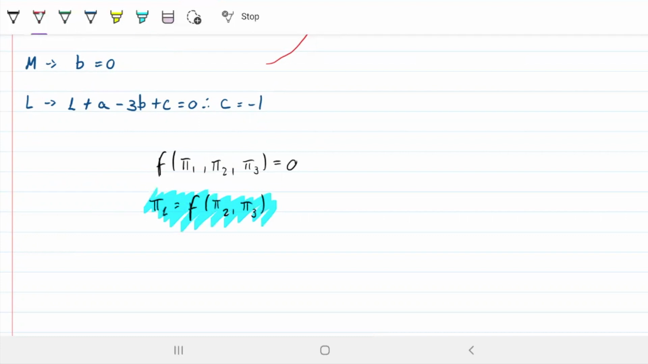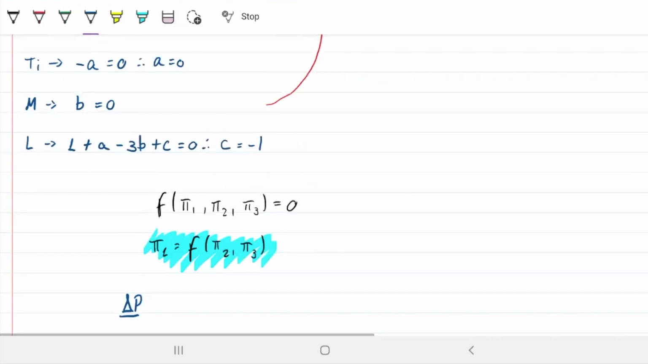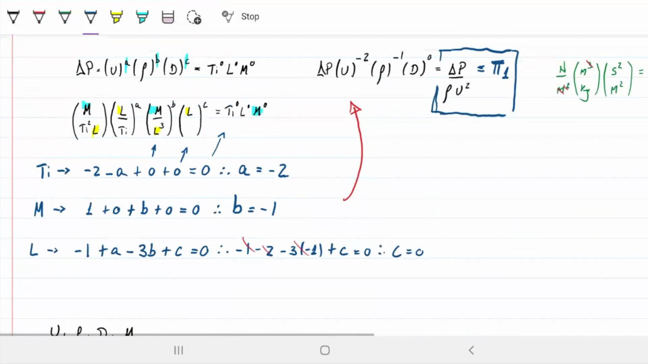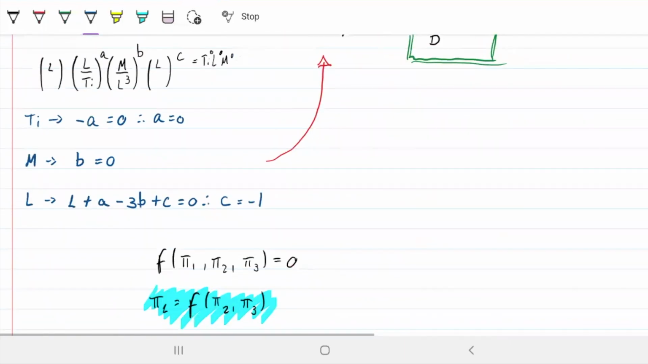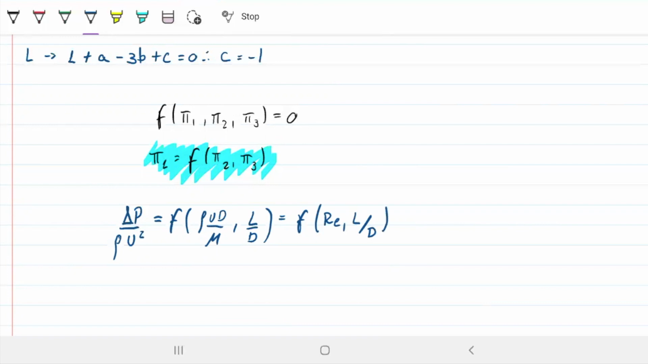Okay, so what does this say? Let's rewrite that with the things that we found. The pressure drop, what was our first pi group? I don't remember anymore. Pressure drop over density velocity squared. Pressure drop divided by our density velocity squared is a function of density u d over mu and L over d. Okay, in other words, if you want to rewrite this, the pressure drop is a function of Reynolds and the ratio between the length and the diameter.